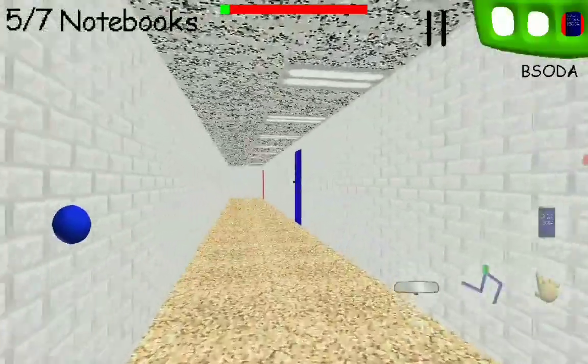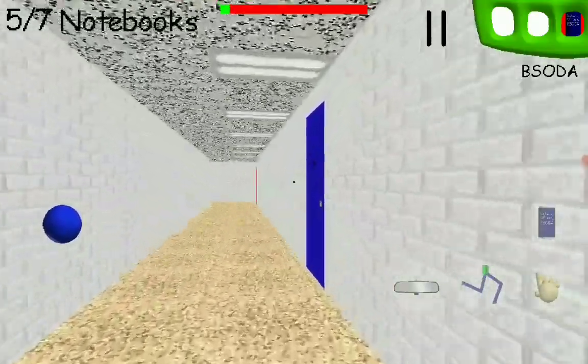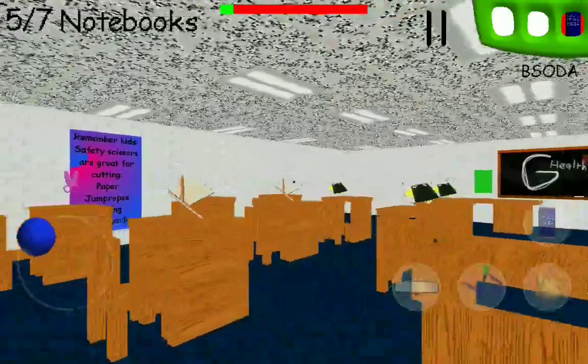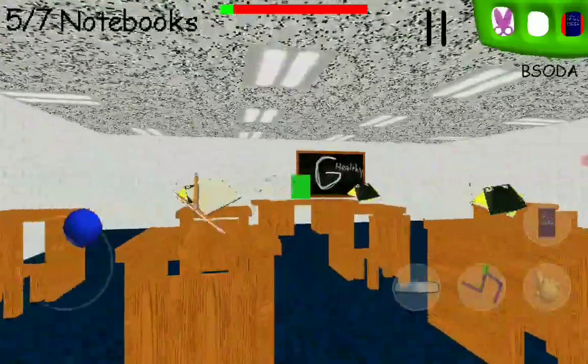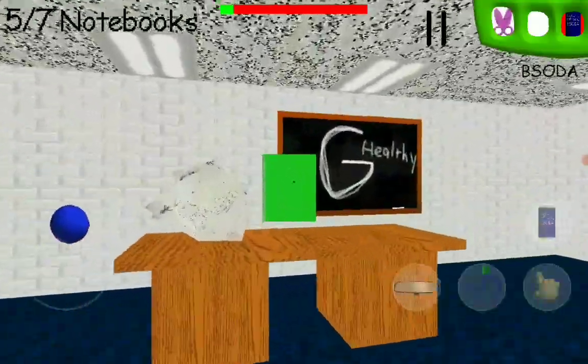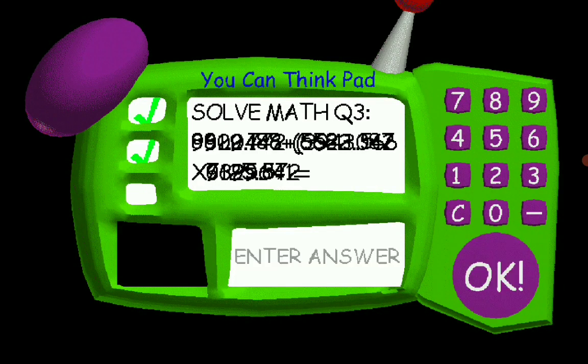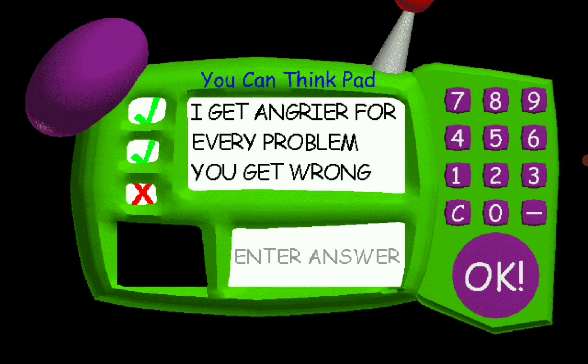Wait, soda gives you energy? The bee soda. Oh, that's what it's called. Bee soda. Soda for bees. Notebook. Wait, that's actually really good. Okay. We can breathe again. We did it.